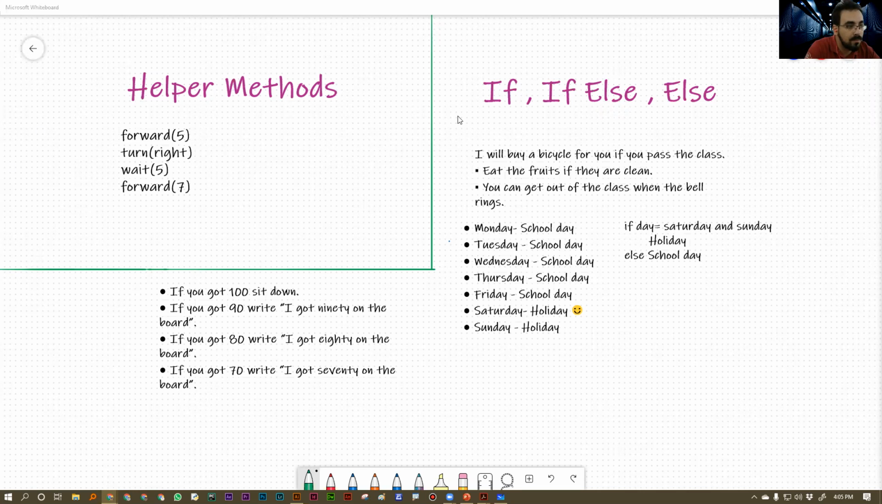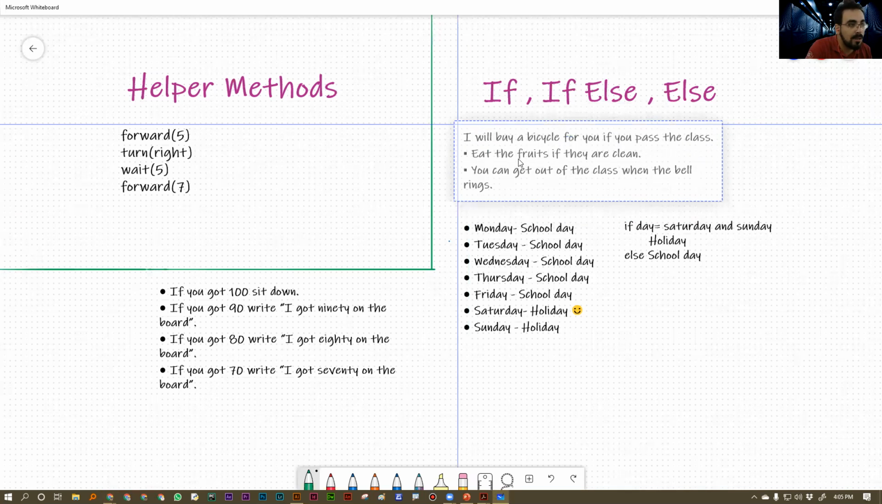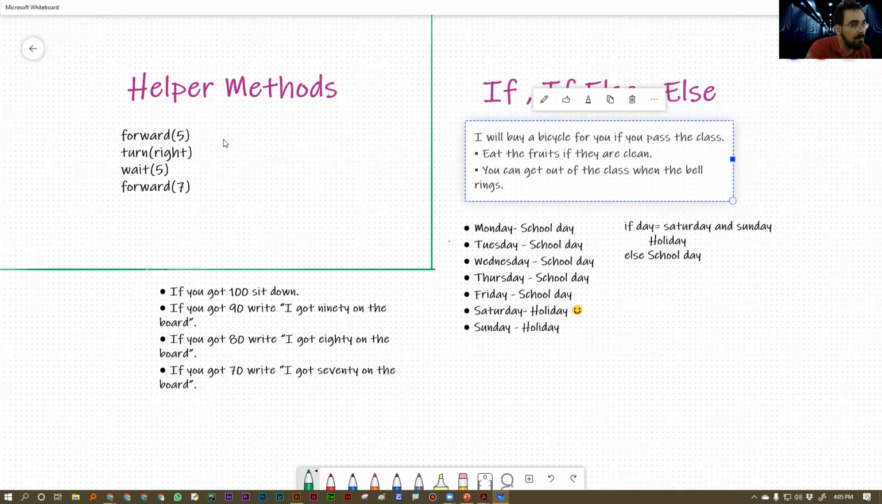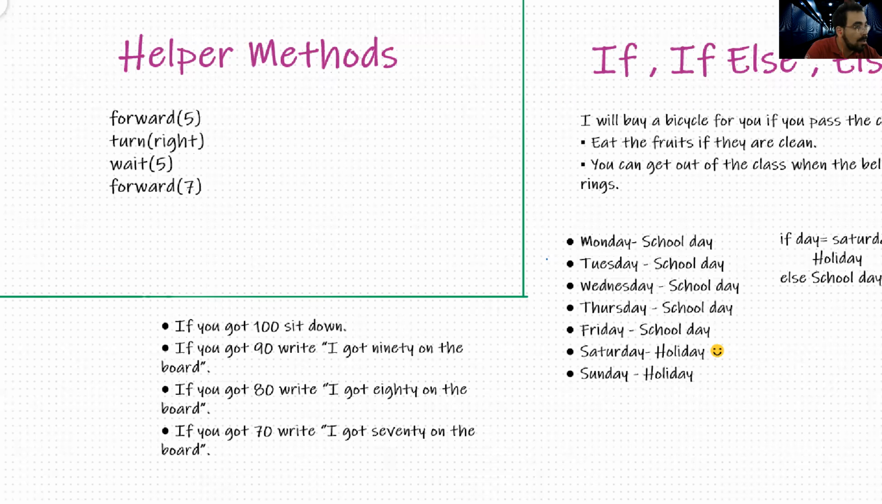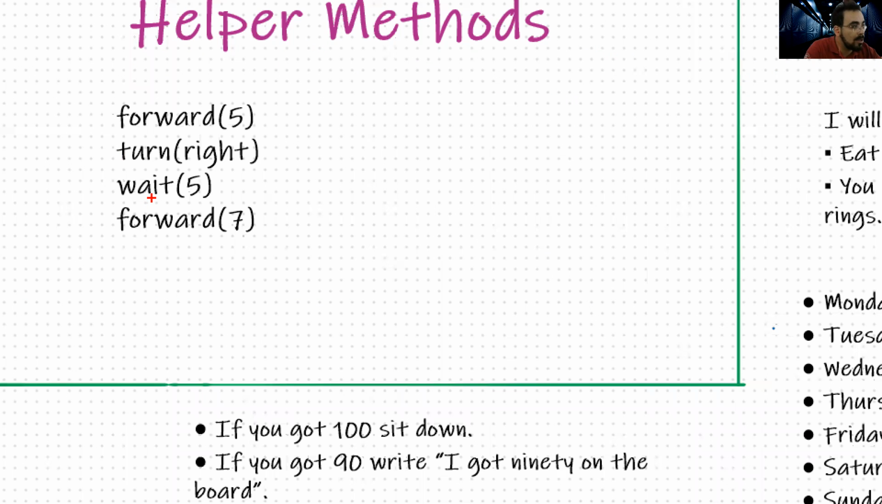Before we start the if, else if and else syntax, I would like to talk about the helper method. This is very simple. So your next topic is the helper method. It's easy. There's only a wait option here. Let me start this one. There's a wait command here.